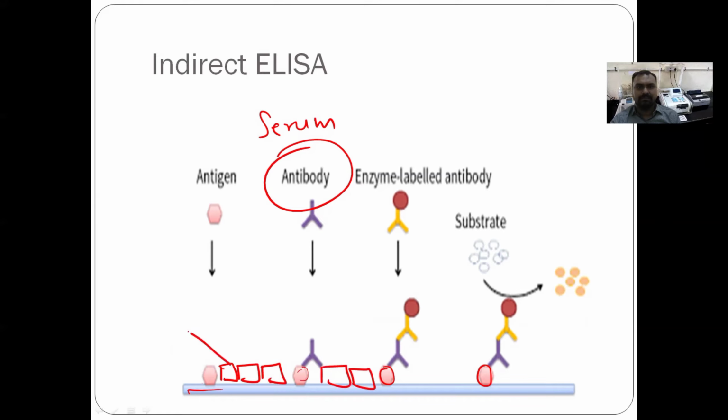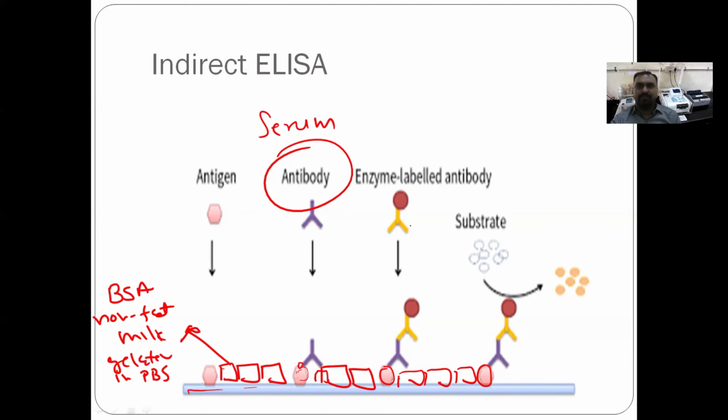These blocking agents can be bovine serum albumin, non-fat dry milk or gelatin in phosphate buffered saline. So these can all be used as blocking agents, and they block the other surface. The surface is coated with the antigen that we have to measure. Then we add the serum that contains the antibody, and that antibody binds with the epitope of the antigen.